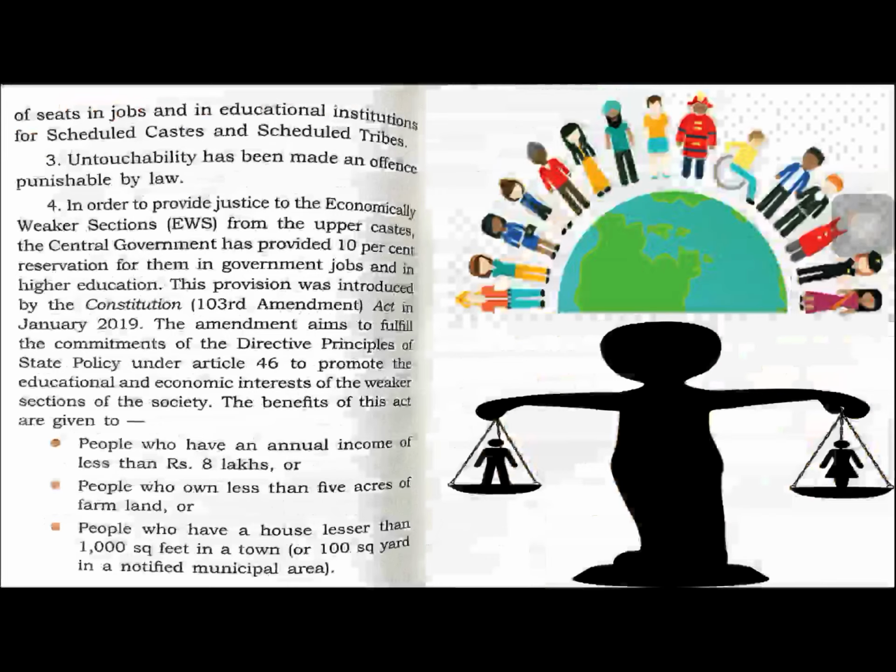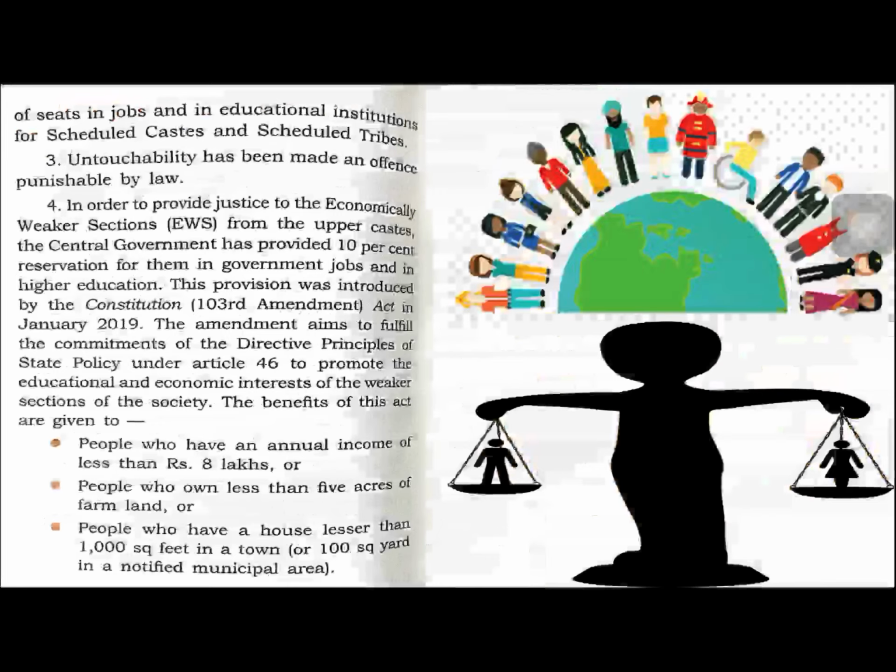Such families whose parents have an annual income of less than 8 lakh in a year, or such people who have less than 5 acres of farmland in the villages, or such people whose houses are very small, less than 1000 square feet in a town. So that is the criteria which is given. Either the main income holder of the family earns less than 8 lakh in a year, or if they are in the village, they have less than 5 acres of farmland, or if they are in the municipal town area, they have a house which is less than 1000 square feet.